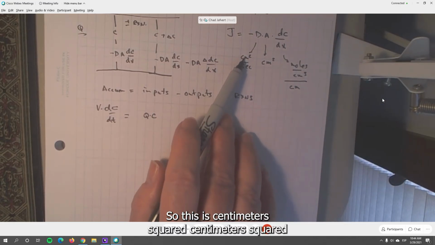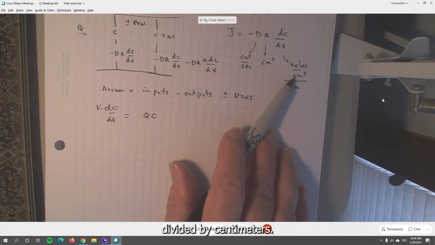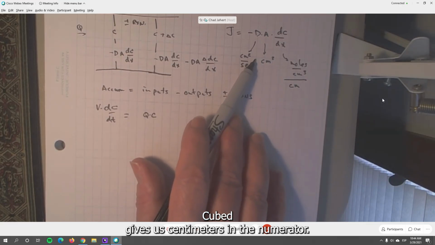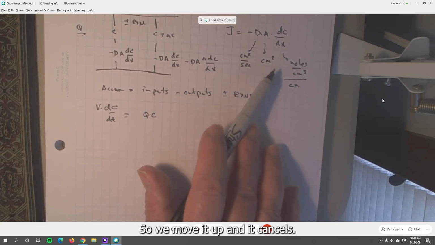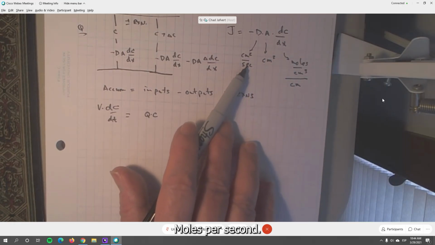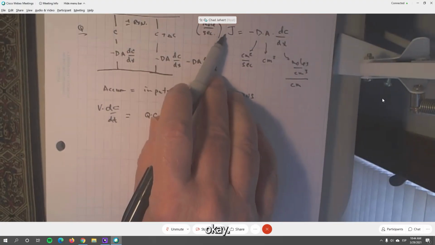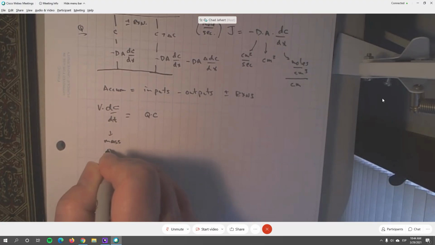Okay? So this is centimeters squared, centimeters cubed, divided by centimeters cubed gives us centimeters in the numerator. This is in the denominator, so we move it up and it cancels. So all of our centimeters cancel with each other. Moles per second. This flux is in mass per time. Okay? That's what this is. This is mass per time.